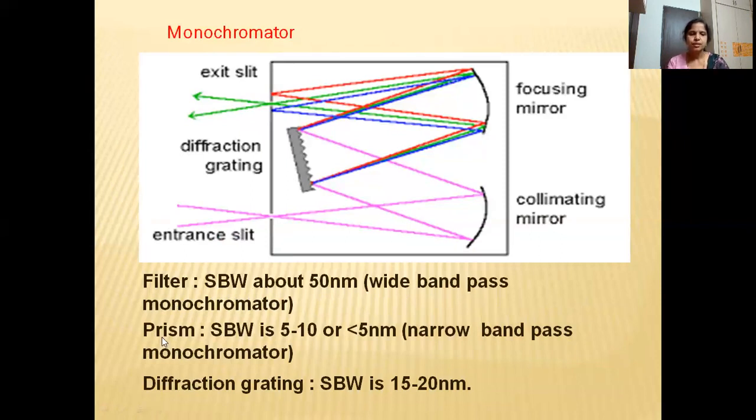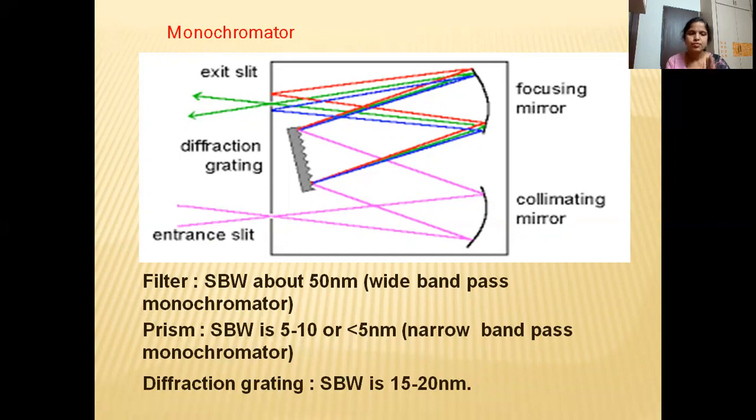If we use a prism, the spectral bandwidth is less, 5 to 10, or even less than 5 nanometers. It is a narrow band pass monochromator. So prisms will have very narrow bandwidth, whereas filters will have higher bandwidth. And diffraction gratings will have an SBW of 15 to 20 nanometers.